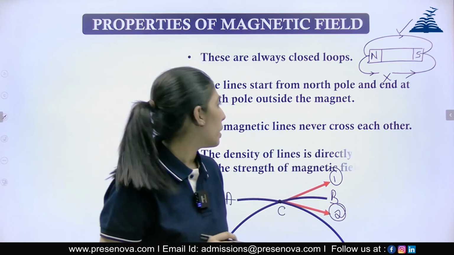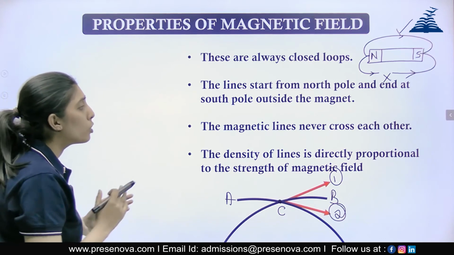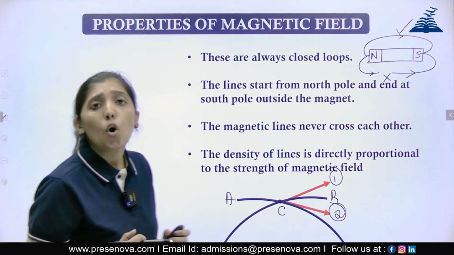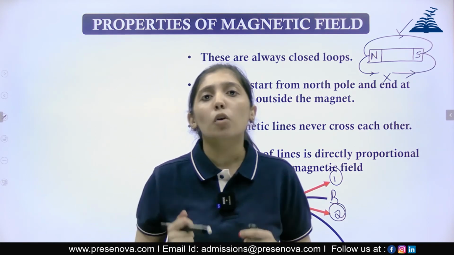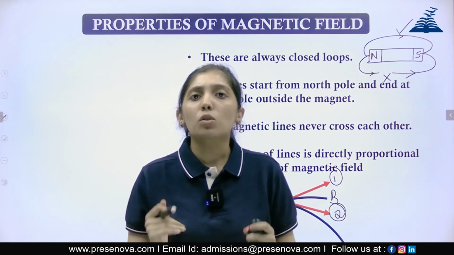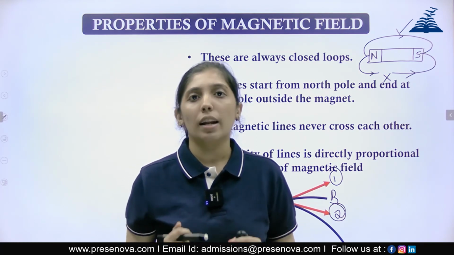And the last property being the density of lines is directly proportional to the strength of the magnetic field, which means stronger the field you can represent with more number of field lines. If the field is weaker, you can represent with lesser number of magnetic field lines.